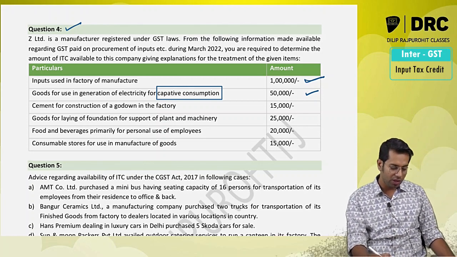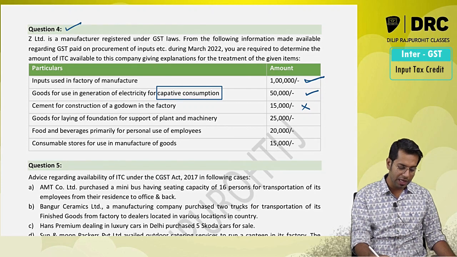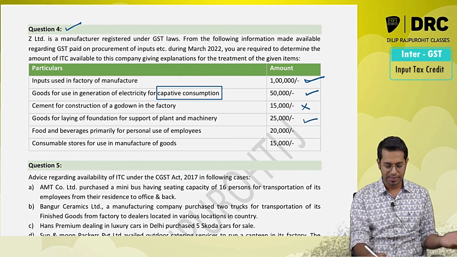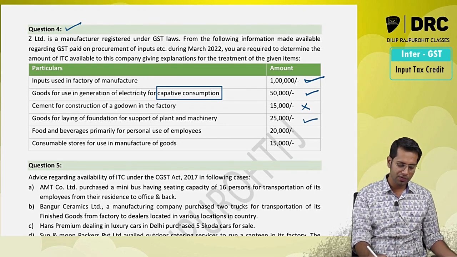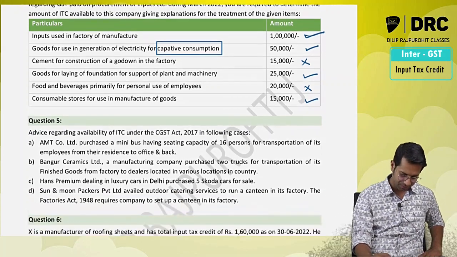Then cement for construction of godown of the factory? No. Goods for laying foundation of plant and machinery? Yes. Foods and beverages for personal consumption of employees? No ITC. Consumable stores for use for manufacture? Answer is yes, you can take input tax credit.